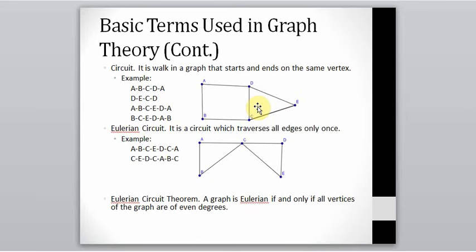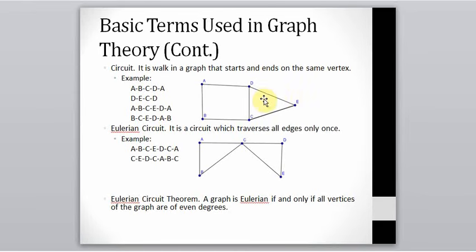So, if you are asked to give a Eulerian circuit out of a given graph, the first thing that you need to do is to check its vertices. If all of its vertices are of even degrees, that means that you can find a Eulerian circuit out of that figure. But if not all of its vertices are of even degrees, then you cannot find a Eulerian circuit out of that graph.